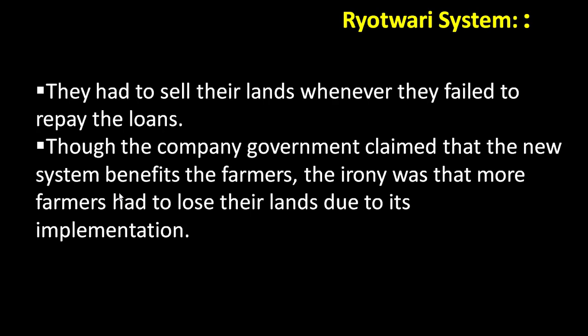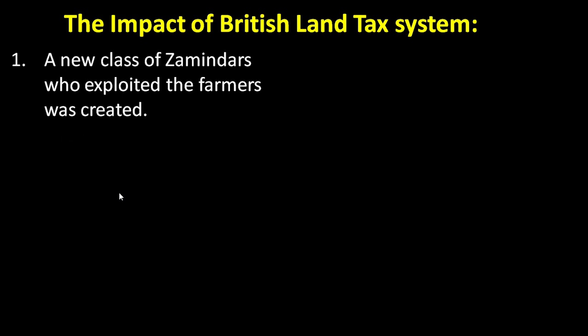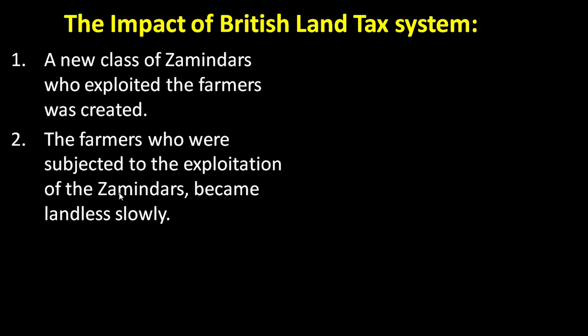Though the company government claimed that the new system benefited the farmers, the irony was that more farmers had to lose their lands due to its implementation. These are some of the drawbacks of this system. Overall, these are the three land tax policies introduced by the British: the Permanent Zamindari system, the Mahalwari system and the Rayatwari system. Now, what are the very important impacts of the British land tax system?